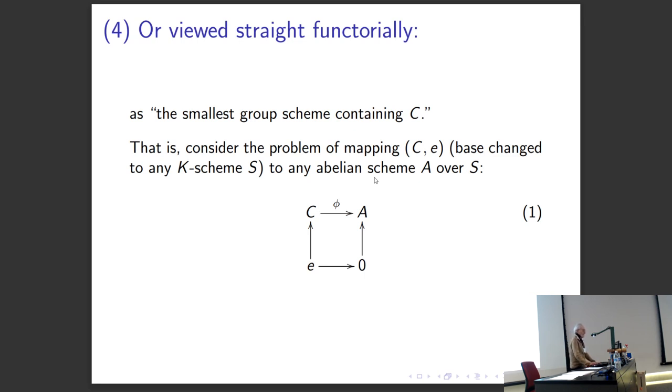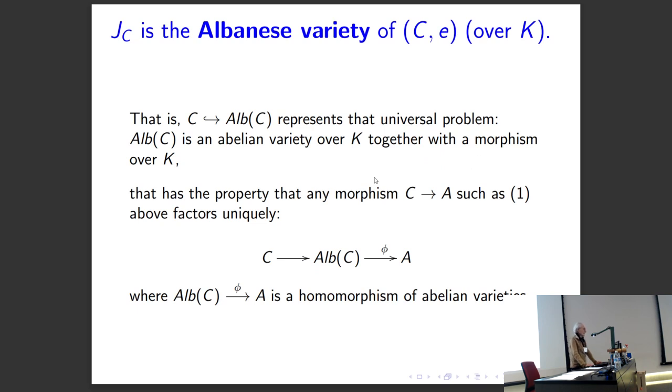That is, you consider the universal problem of mapping this pointed curve C, base change to any K-scheme, to any abelian scheme over that base. And what you get as the solution to that universal problem is called the Albanese variety of this curve, base pointed at E. As I write here on the slide, C goes to Alb of C, which is an abelian variety, representing the universal problem having the property that any morphism from C to any abelian variety A factors uniquely through this one, where the phi there is a homomorphism of abelian varieties. So that's another way of thinking, and it is the Jacobian.